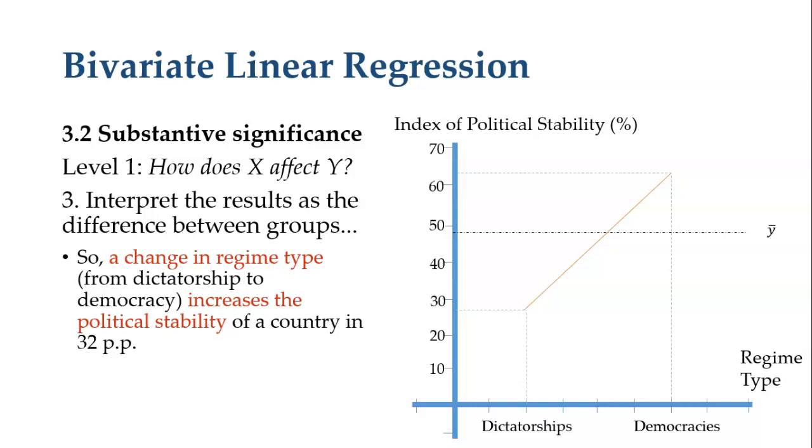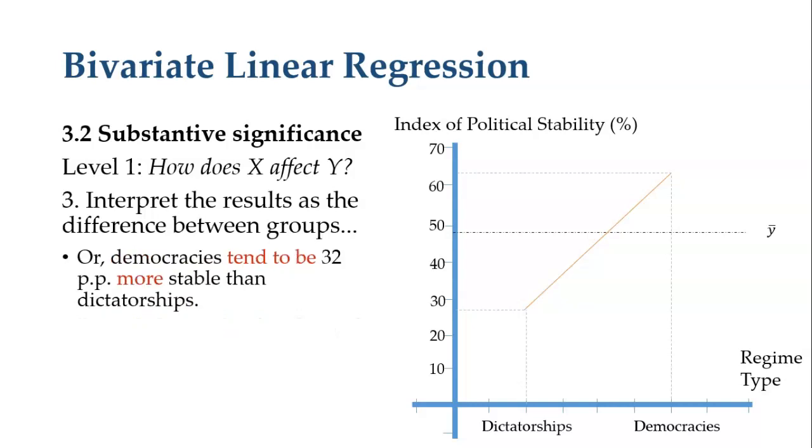So if a country, I don't know, changes its regime and liberalizes its political system, allows elections and allows participation and certain levels of dissent, you can expect higher levels of political stability, okay? Another way to interpret it is to say democracies tend to be 32 percentage points more stable than dictatorships. Both ways to interpret the results are correct. So this is the beauty of categorical variables. They are sometimes easier to interpret than numeric independent variables.